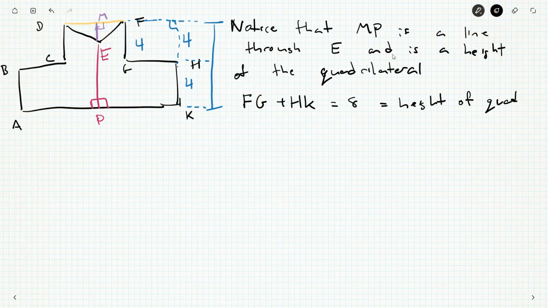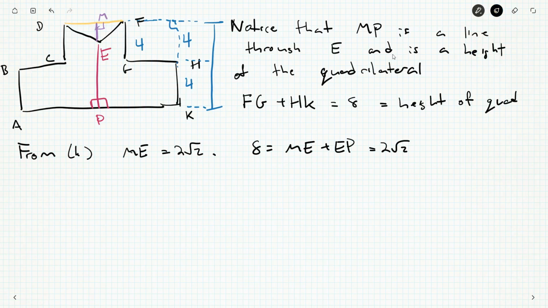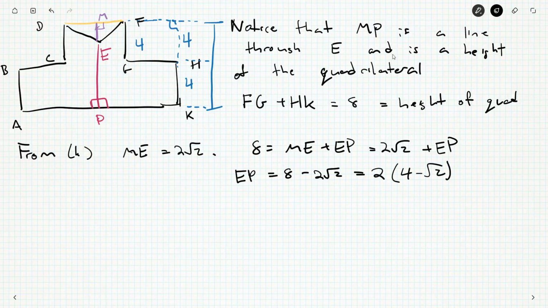So we recognize the height of the quadrilateral, and we say something like, from B, ME is 2 root 2. 8 is equal to ME plus EP, so that's 2 root 2 plus EP. Rearranging, we get EP is 8 minus 2 root 2. You can write that other ways, 2 times 4 minus root 2, that would be perfectly acceptable as well. But the point is we have the length EP.